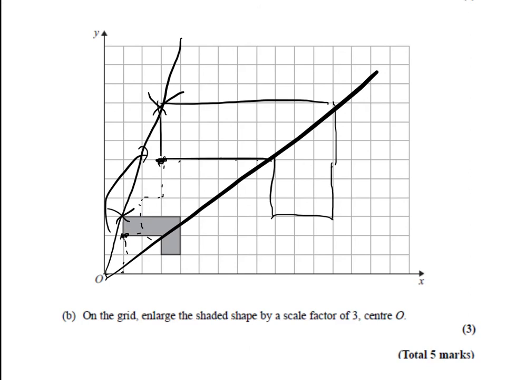So the rules are then that our image point must be 3 times as far away from the centre as it was to begin with, and the shape itself must be 3 times as large. So what was 1 now becomes 3, what was 2 now becomes 6, and so on. And that's that question done.